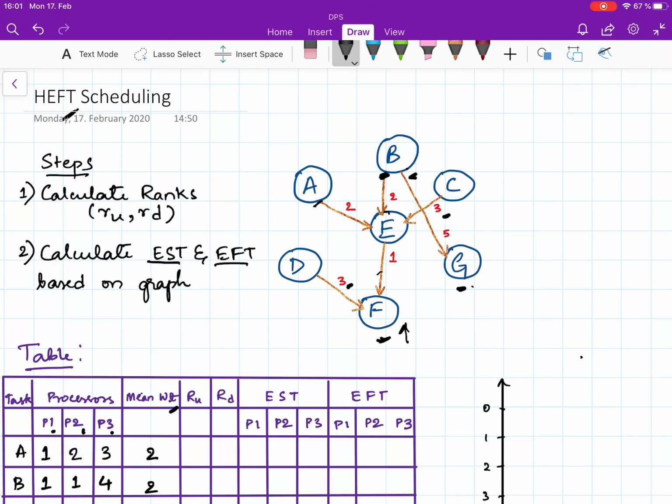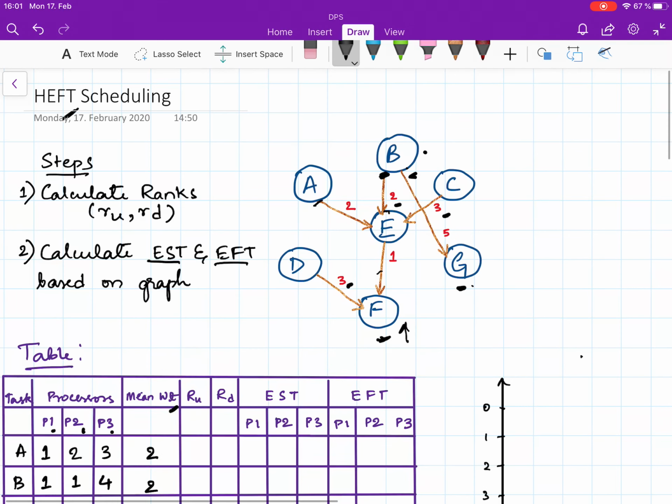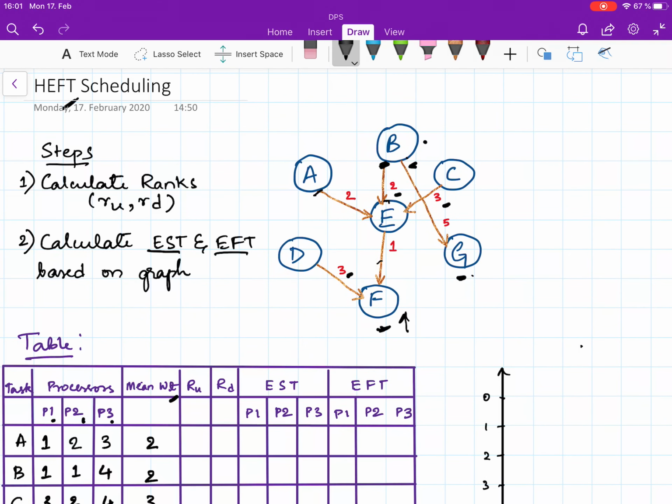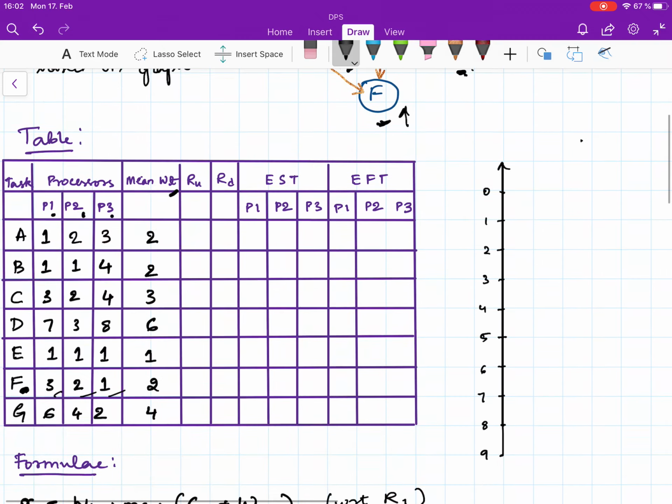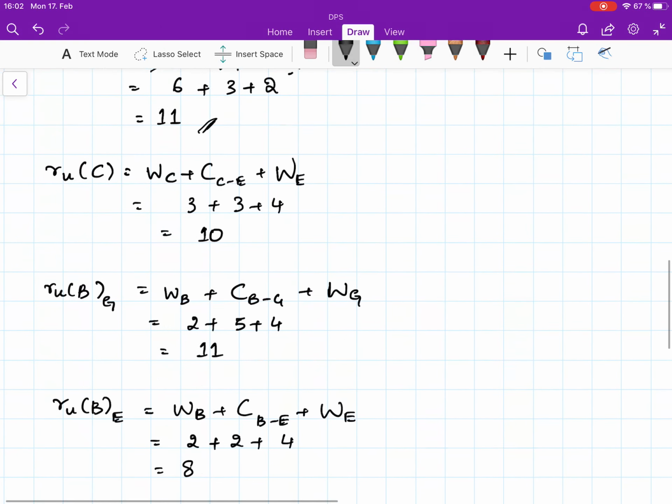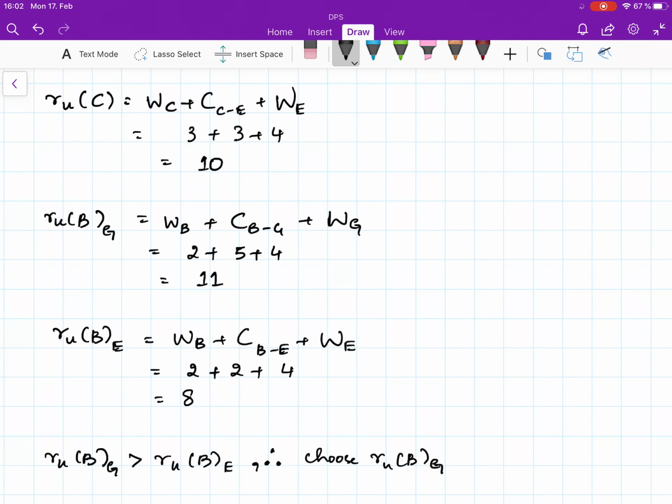So you calculate the upper rank for both of these. That means you add the weight of B, the communication cost between B and E, and the weight of E. This would be with respect to E, and you do this calculation again with respect to G. That is, you add the weight of B, the communication cost between B and G, and then the weight of G. So this is what I've done here. And if you get the values from the table, the answer would be 11 and 8.